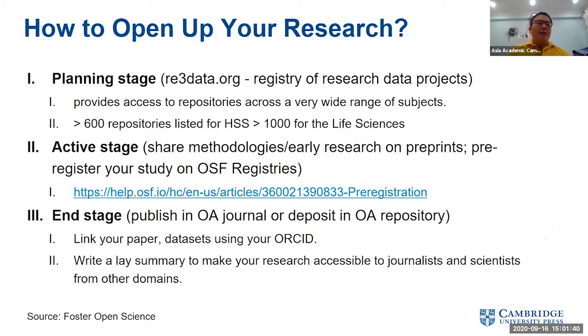Okay. So they have different stages: the planning stage, the active stage, and the end stage. So basically at the planning stage, you just register your research project. In a way, it's also helpful so that you know who's the one to start working on the research project. Then you can use that as proof. Okay, so I started this project first before you, before another competing researcher.